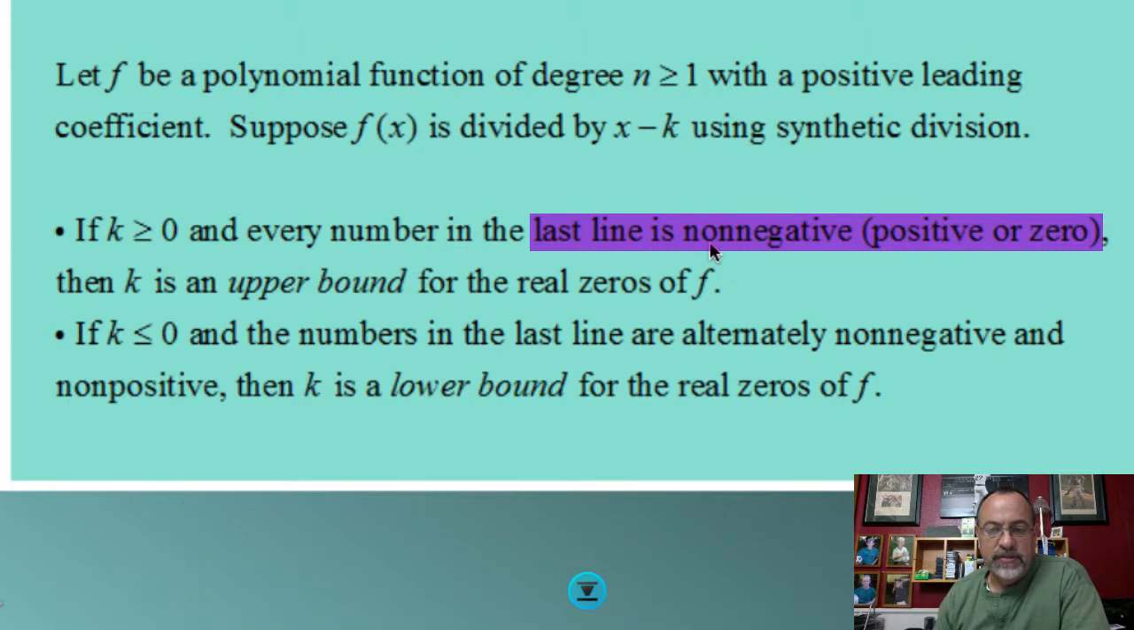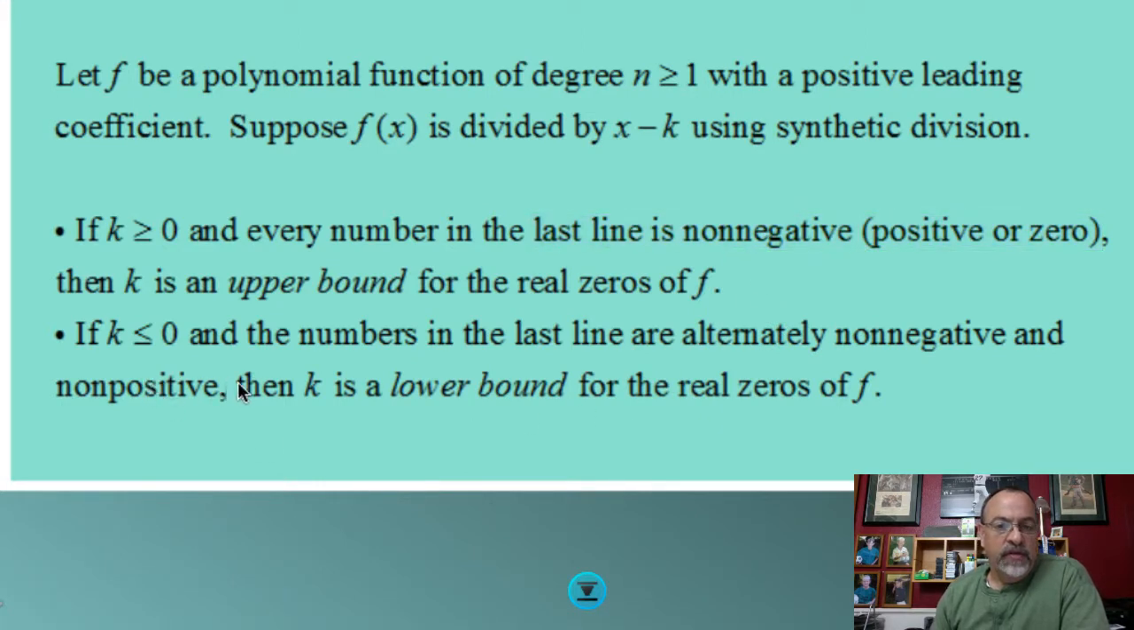Now I want you to notice something here about non-negative, positive or 0. 0 is not negative, but 0 is also not positive, so 0 is actually going to be in both categories, not negative and not positive. So that's the upper bound. The lower boundary would be, again, if we divide by a negative number.